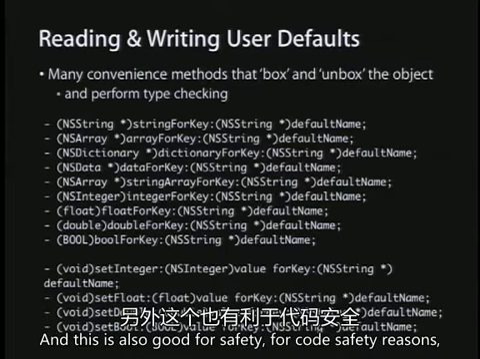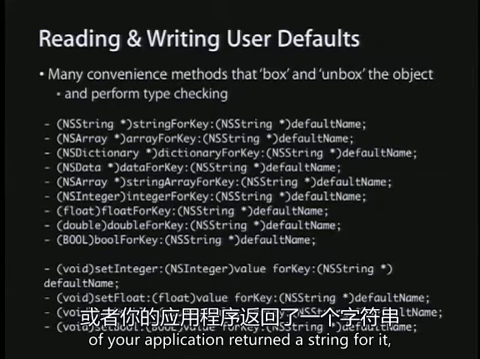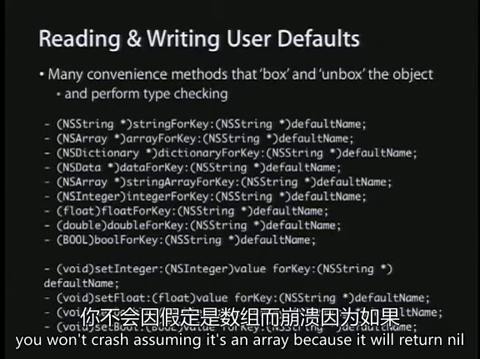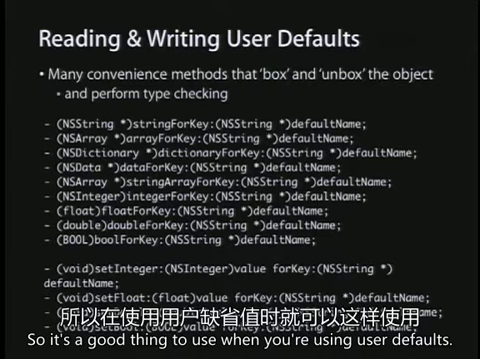And this is also good for code safety reasons, because if you know your data is an array and maybe an older version of your application returned a string for it, you won't crash assuming it's an array because it will return nil if the type's wrong, which is kind of convenient. So these are good things to use when you're using user defaults.